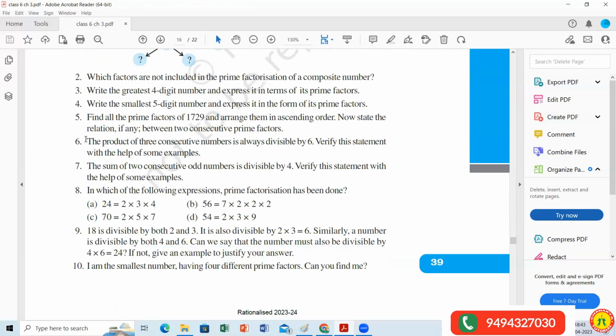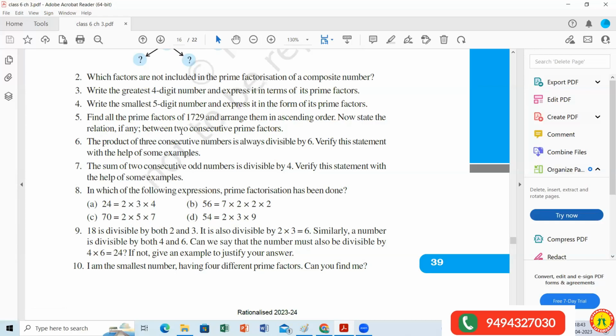Please try as homework question numbers 4, 5. The product of consecutive numbers is always divisible by 6. Verify this statement with the help of some examples. You can do as homework 4, 5, 6, 7, children. Today's homework is 4, 5, 6, 7, 8 also.